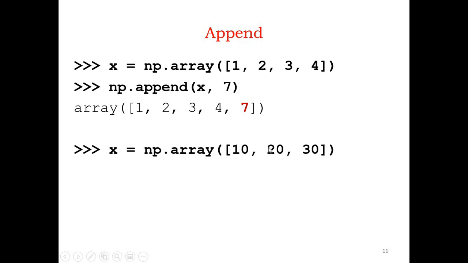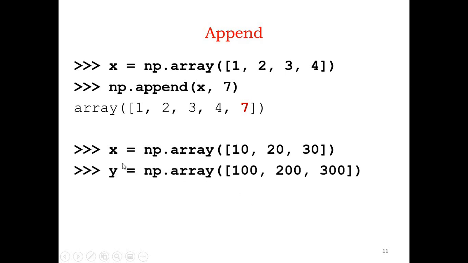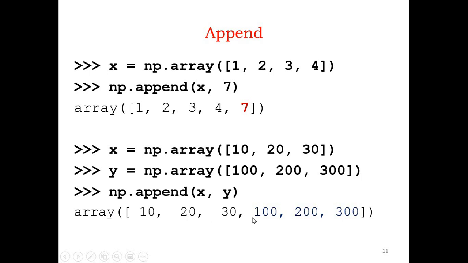Now, if you have the array like this, say 10 20 30, and you have another array y equal to, say, 100 200 300. Two different arrays, and it doesn't matter whether they are of equal size or not, but equal dimension, of course, here. So if you write np.append x comma y, basically they join one with the other. So first is x, second is y. If you write y comma x, then of course you would see first this and then this. Okay, so this is your append.